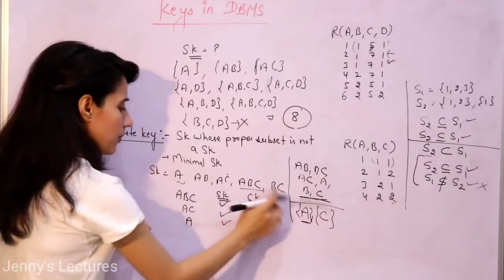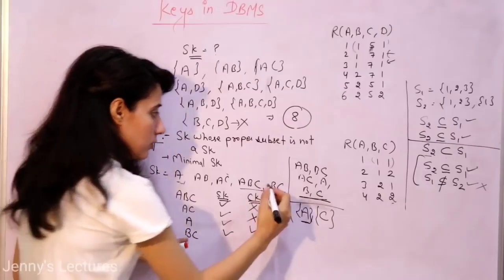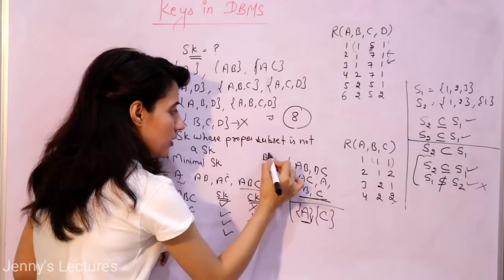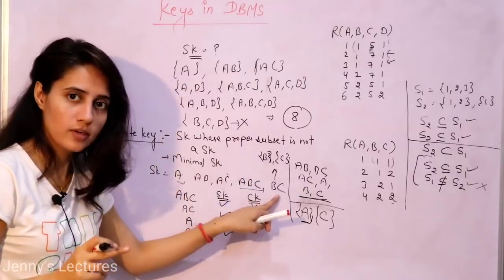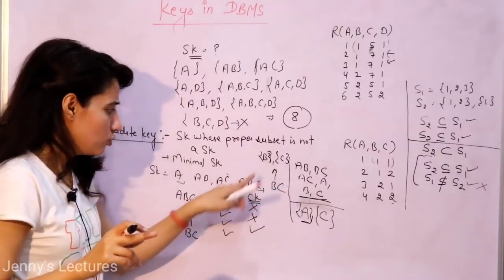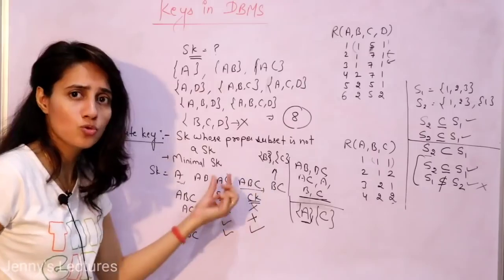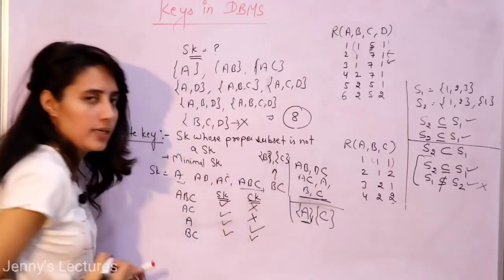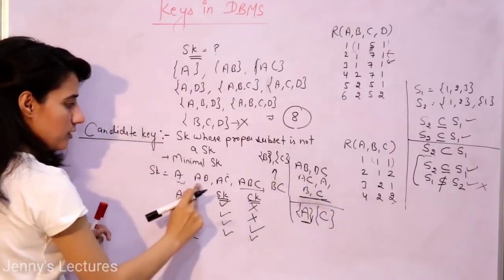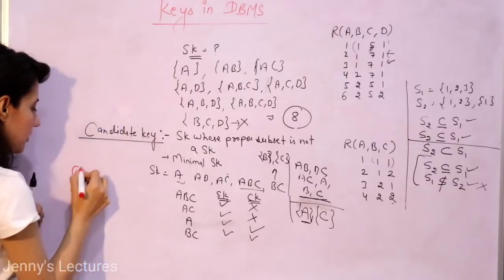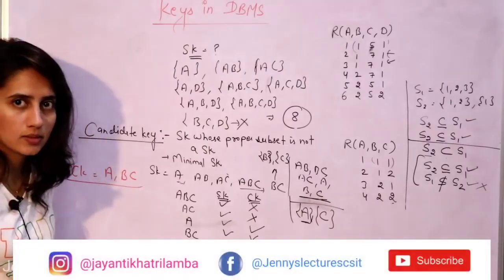Now check BC. BC is a super key. Proper subsets of BC are what? One is B and one is C. Two proper subsets are there. We cannot say BC, right? Now check whether B is a super key. No. Is C a super key? No. So none of its proper subsets is a super key. So this is also a candidate key, right? For this relation, the super keys are these, and the candidate keys are A and BC. Two are candidate keys, right?